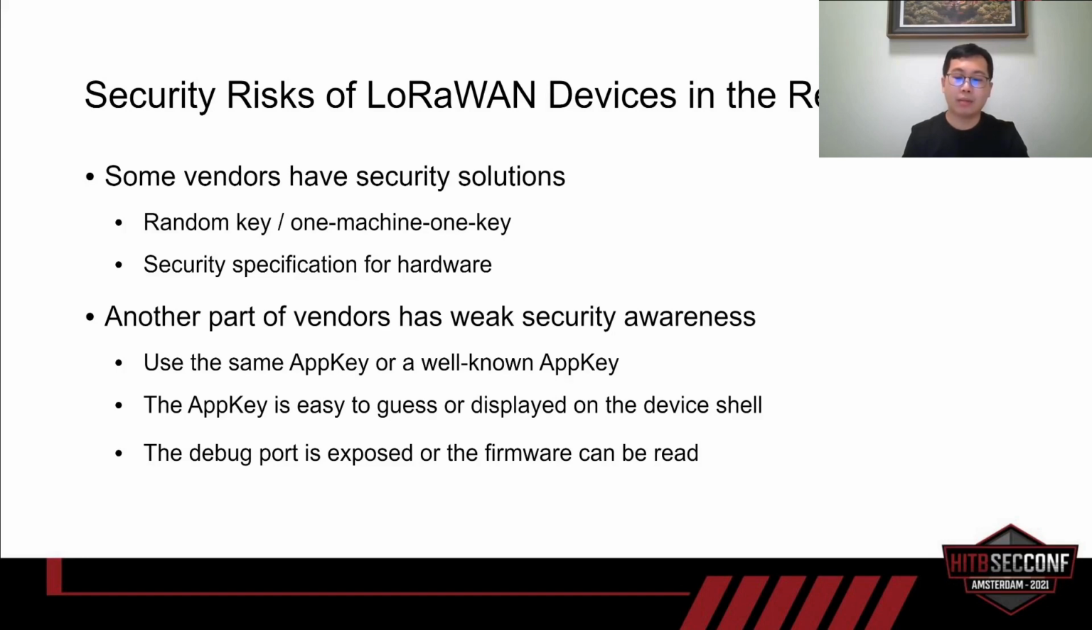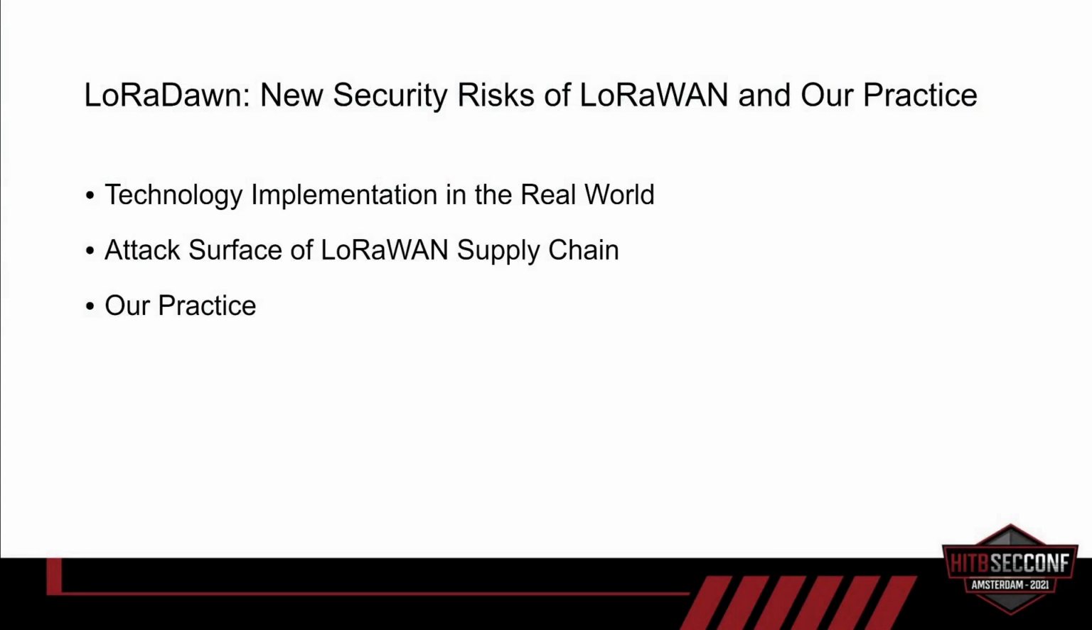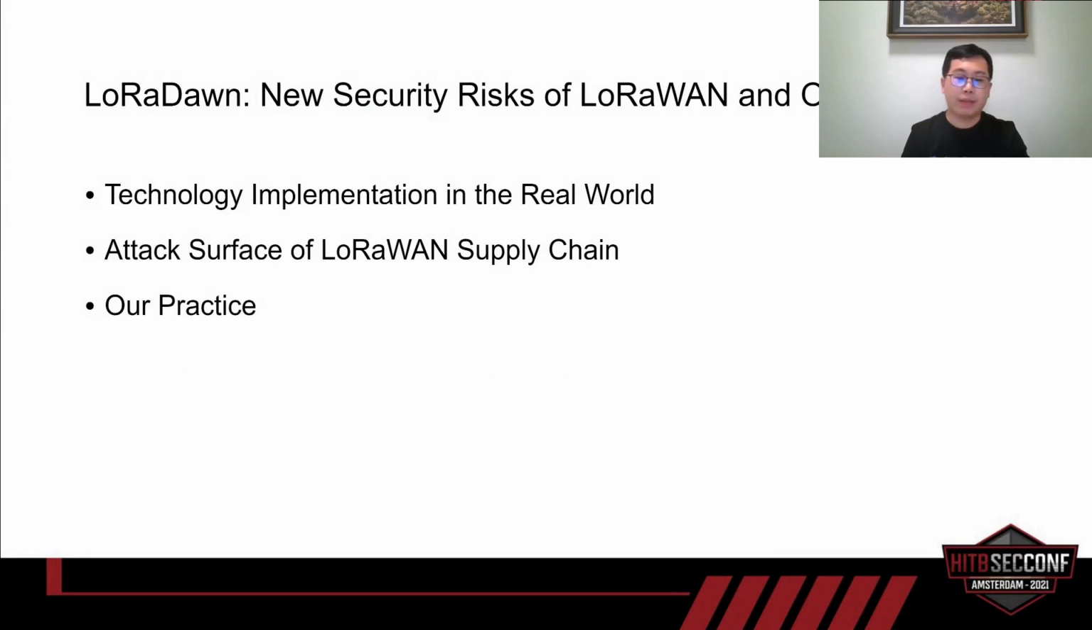So, besides these security risks, what other LoRaWAN security issues have not received enough attention? Now, we will introduce our new discoveries in the LoRaWAN supply chain, namely LoRaDAM. This is a security issue involving the supply chain, which has not received attention in previous studies. The risk occurs in nodes, gateways, and servers. Next, we will introduce the implementations of the LoRaWAN supply chain, the existing attack surface, and our practice.